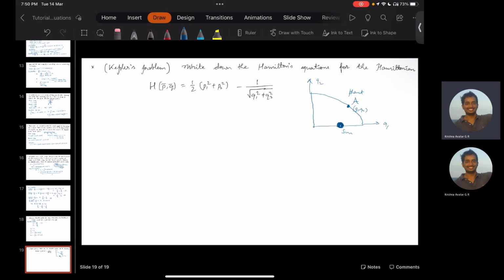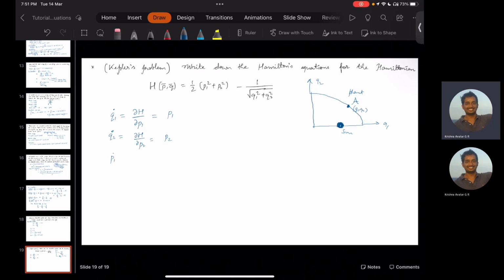Now, when we clearly look at the Hamiltonian, we see that we have two generalized momenta and two generalized coordinates. So we are going to get a set of four ordinary differential equations. Let's start with the first one. q1 dot is equal to p1. And the second one is q2 dot, which is again nothing but p2.